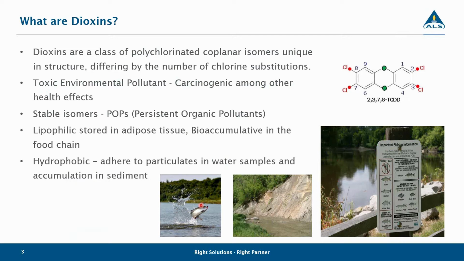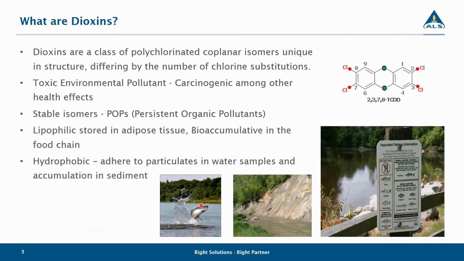Dioxins and furans are a class of polychlorinated coplanar isomers with a unique chemical structure, differing by the number of chlorine substitutions on the molecule. The basic structure is the same, the difference being the number of chlorine substitutions. There are 17 monitored dioxin and furan compounds, which are considered to be the most toxic due to their stable coplanar structure with a 2,3,7,8 substitution of chlorine atoms.